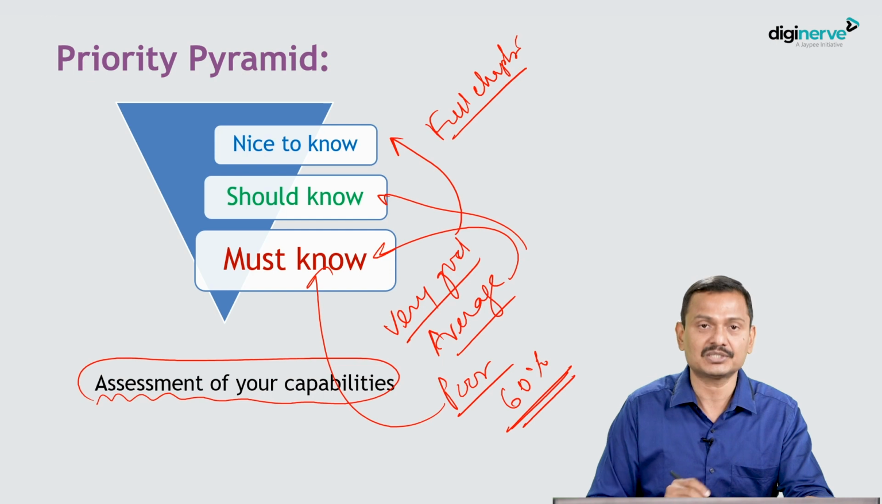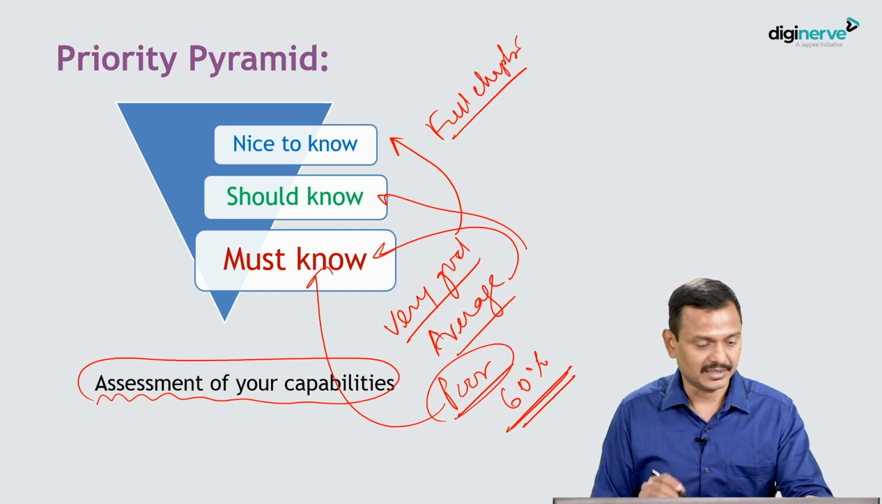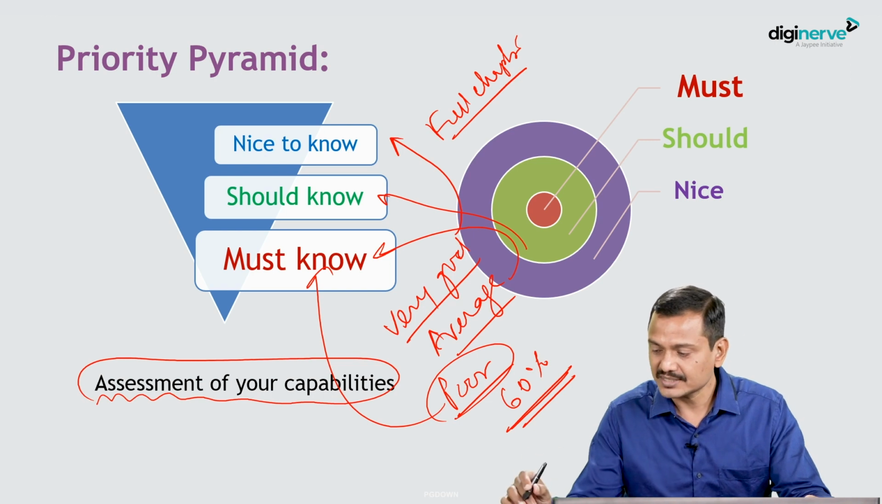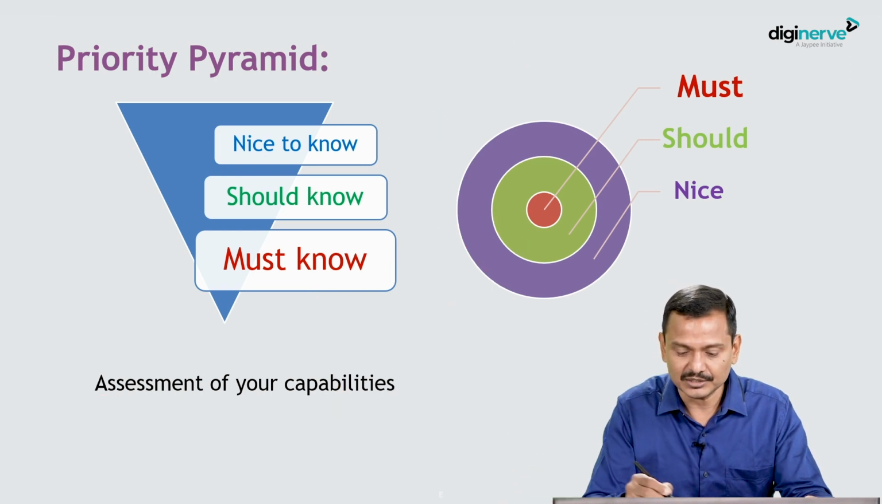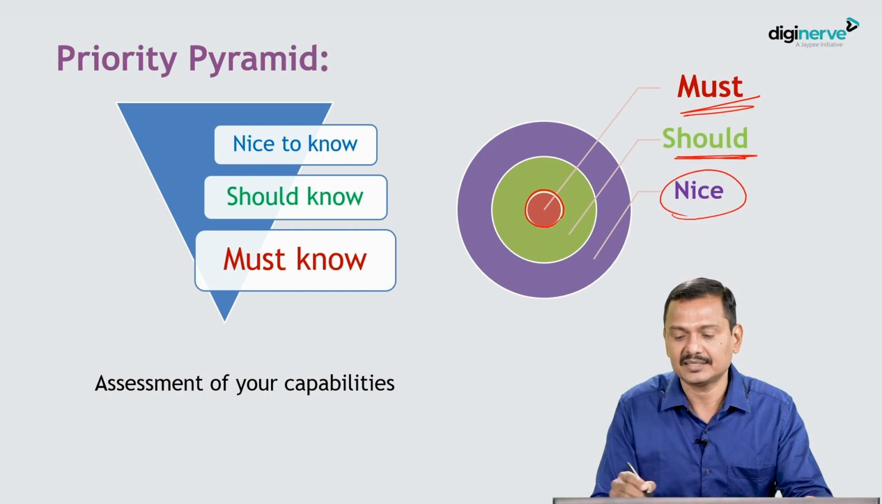So if you know the must know areas properly, at least that will make you pass the exam. Okay, so this is in a diagrammatic representation. If you see here, the core area is must know, and a little bit more if you want to know, that is should know, and this purple area is nice to know.